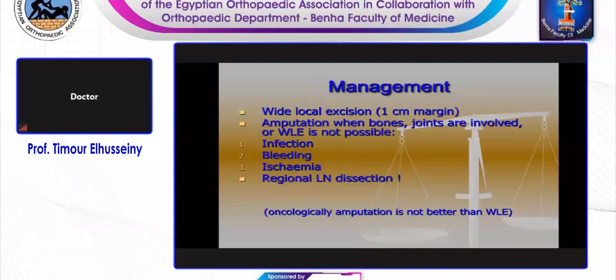Management of Marjolin ulcer is straightforward. The best treatment is wide local excision. Remember that in our case we have a peripheral condition, the distal foot, but you can have Marjolin ulcer in any sinus or any area of the body. So wide local excision with a 1 centimeter margin is enough as a standard surgical treatment for Marjolin ulcer.